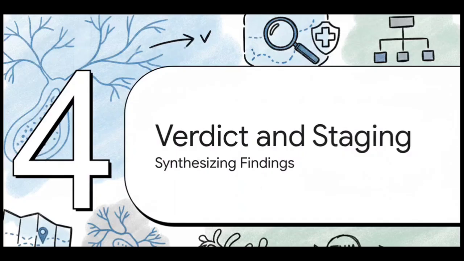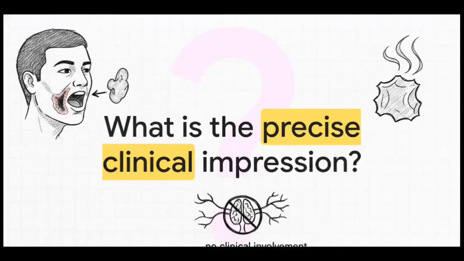Section 4, the verdict and staging. We've gathered the history, mapped the physical evidence, and ruled out deep nerve involvement. If the attending physician turns to you right now and asks for your summary, you don't just awkwardly list facts. You deliver a 3-line, punchy synthesis.